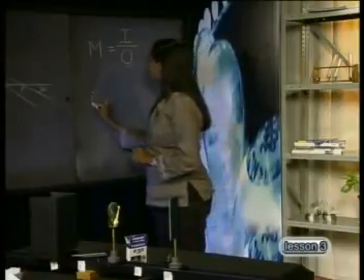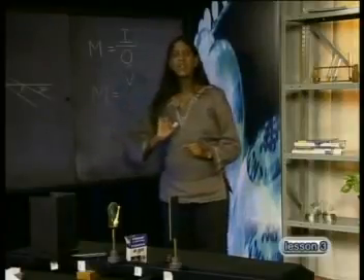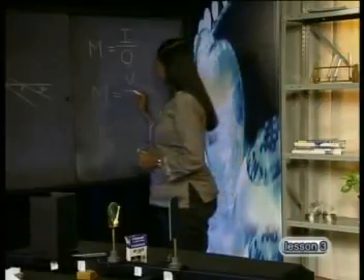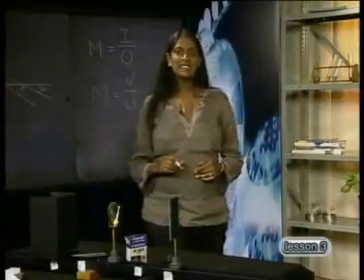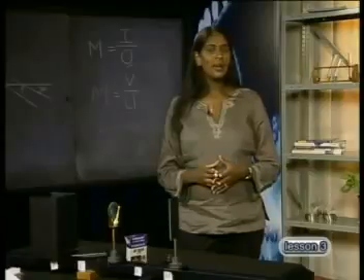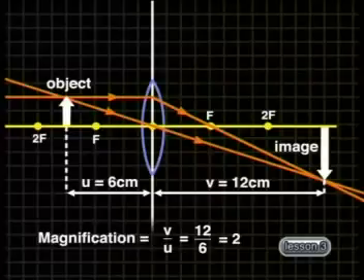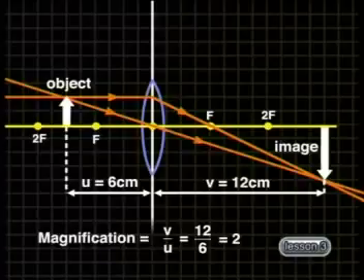Another way to calculate magnification is to divide the distance that the image is from the lens, we call this V, by the distance that the object is from the lens, we call this U. Let's measure these distances on our scale diagram and see if we come up with the same answer for the magnification. V equals 12 centimeters and U equals 6 centimeters. If we substitute these values into the distance formula for magnification, we once again get an answer of 2.